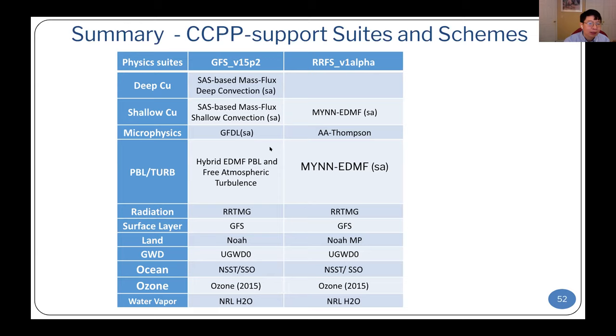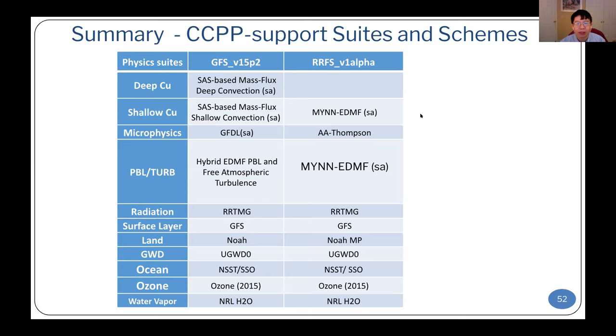Then for microphysics, you have GFDL microphysics for GFS v15.2. Then for RRFS, when you use the Thompson microphysics scheme, it's aerosol aware. One thing I want to emphasize, RRFS v1 is originally from the RAP/HRRR suite. So currently the HRRR model, the RAP/HRRR suite, is something similar to the RRFS v1 alpha suite.